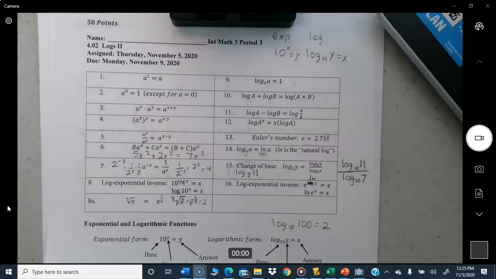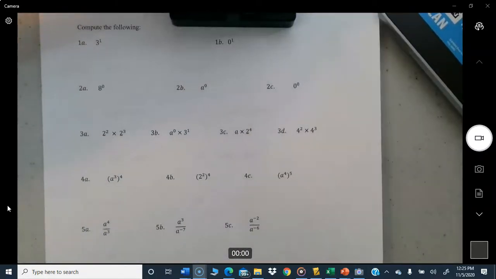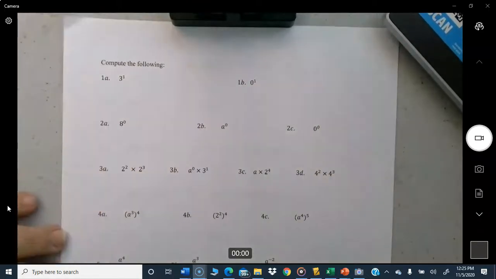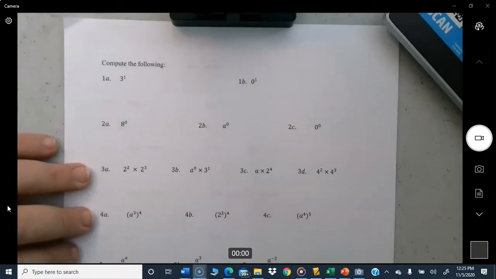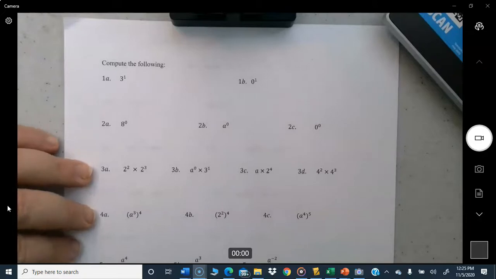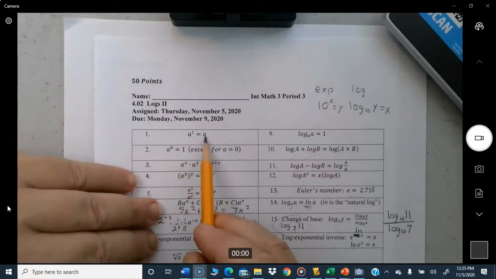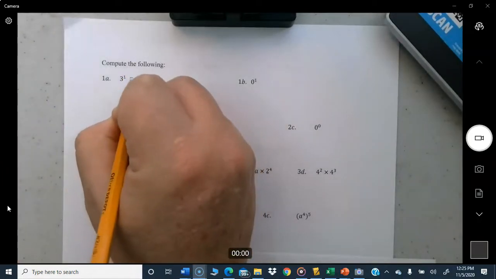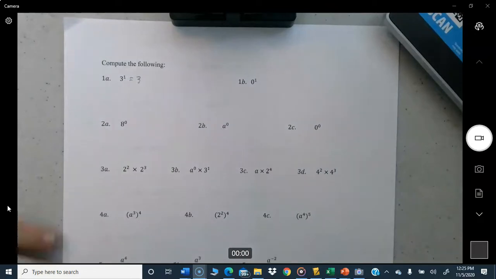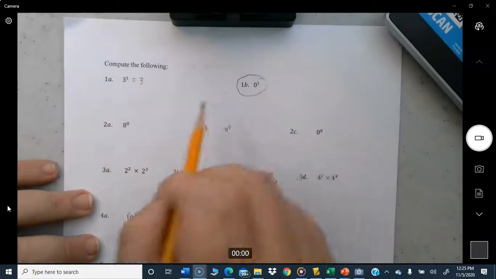Okay, so let's go ahead and get started with problem set number 4.01. I'm going to do the A problems and maybe a few of the others, and then you're going to do the ones that I don't do. All right? So here we go. We'll refer to our principles as we go along. Anything raised to the first power is just itself. So 3 raised to the first power equals 3. You can go ahead and do this one.